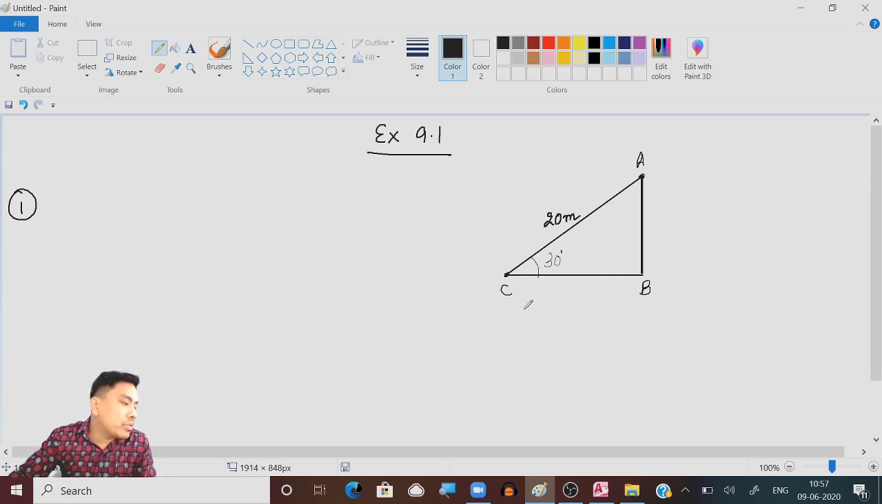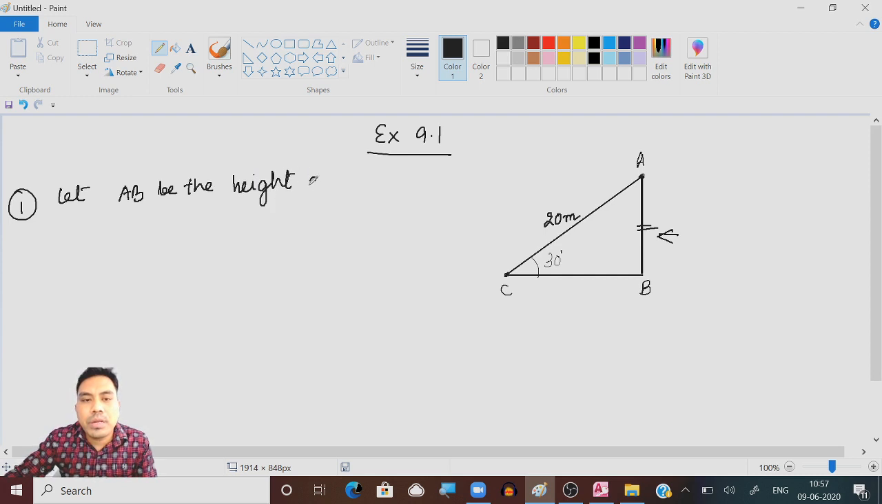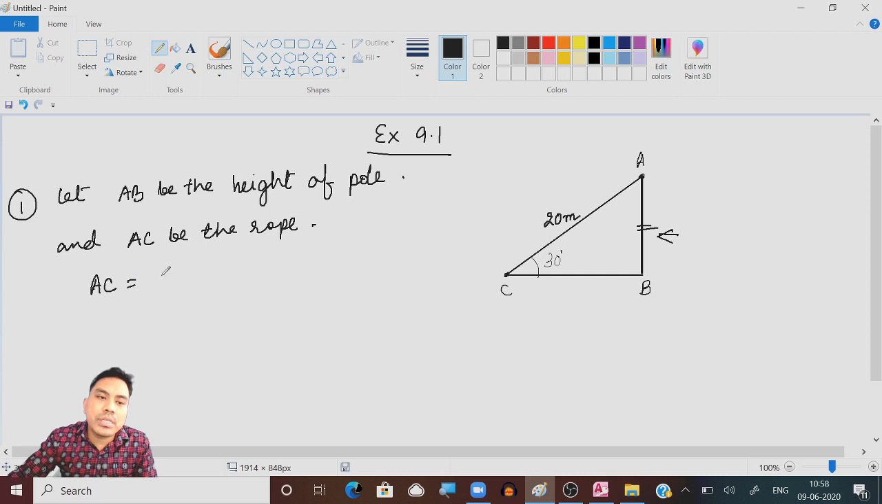Now what are we asked to find out? We are asked to find the height of the pole, the height of the pole AB. So let AB be the height of the pole and AC be the rope. Now AC is given as 20 meters.